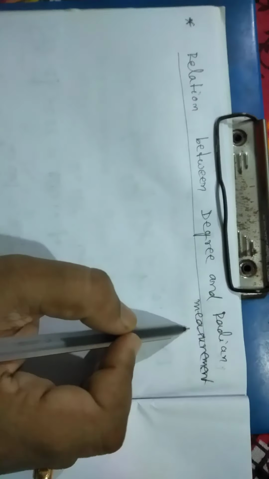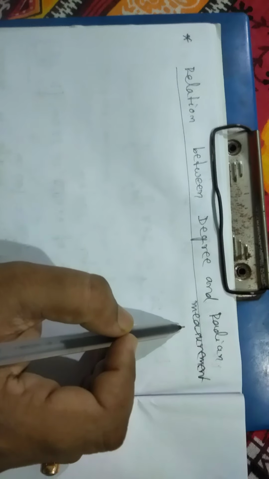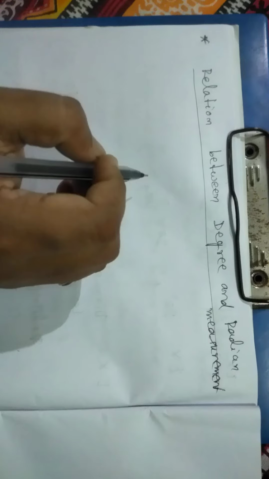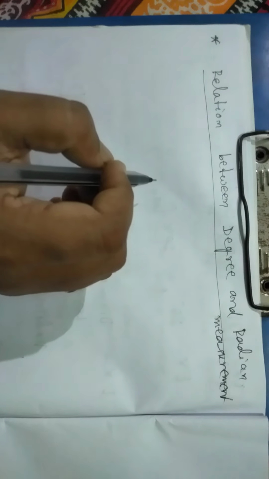Now today I will show the relation between degree and radian measurement. Okay, already in the previous video I told you the degree is the measurement unit in the sexagesimal system and radian is the measurement unit in the circular system. But there is one relation. What relation?